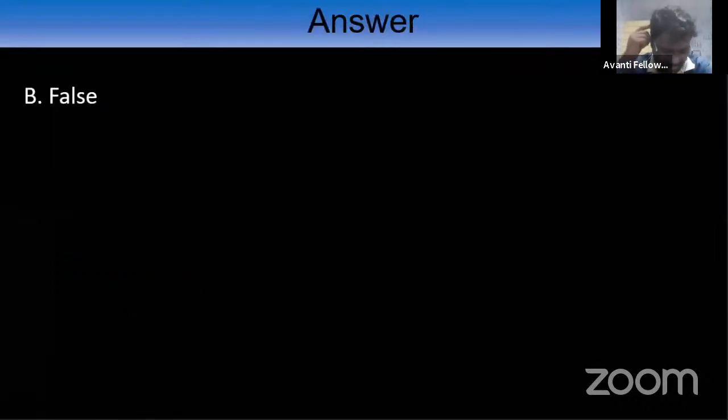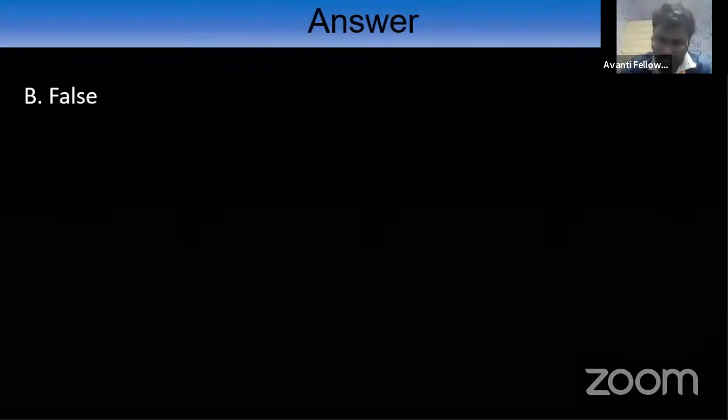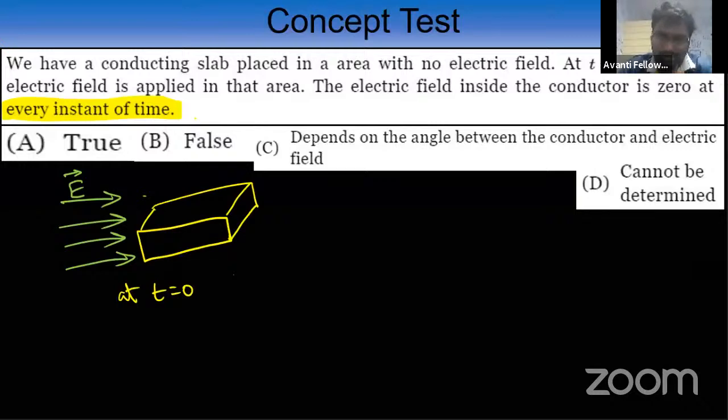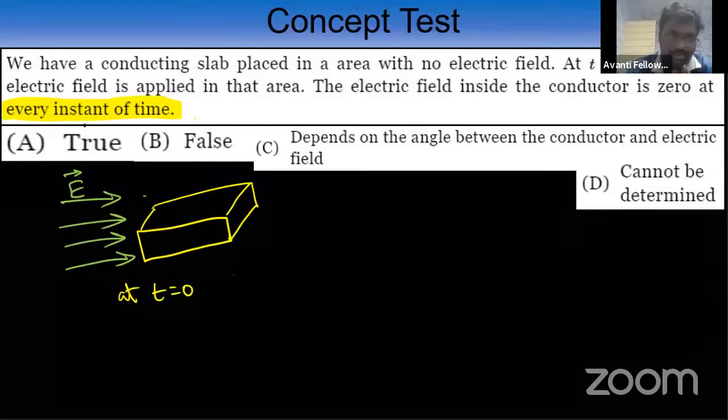Why, sir? Sir, you said electric field. Yes, when an electric field is applied to a conductor, there is no electric field inside the conductor. The net electric field inside the conductor is 0. Then now you are telling it's false. Why? I have highlighted the question: is it at every instant of time? Is the electric field inside the conductor 0 at every instant of time?